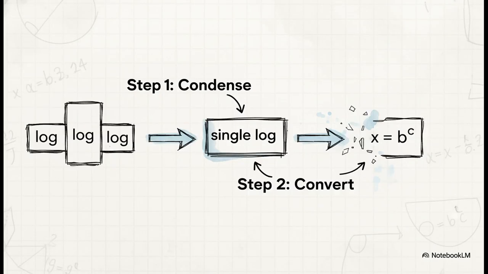And really, this is the entire game plan right here. It's basically a two-step dance. If you've got more than one log, your first move is to condense them all down into one single log. Once you've done that, you take that single log and you flip it into its exponential form. That's it. Seriously, that core strategy unlocks pretty much everything else we're going to do.